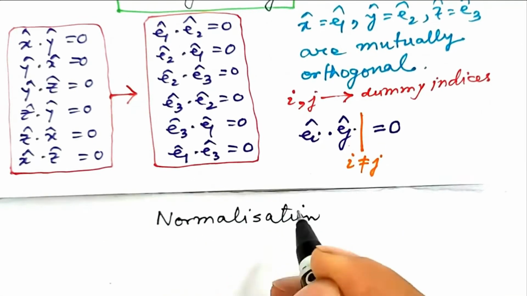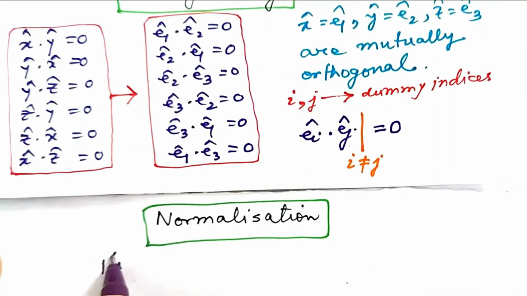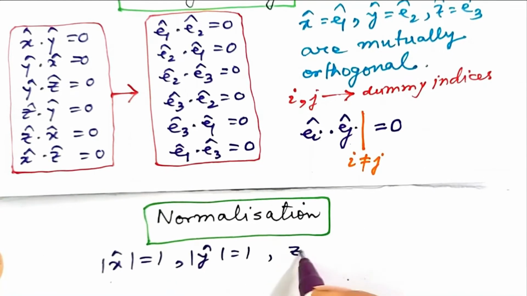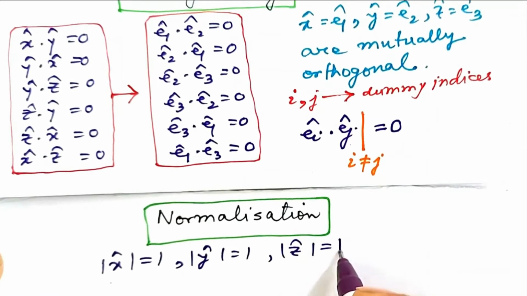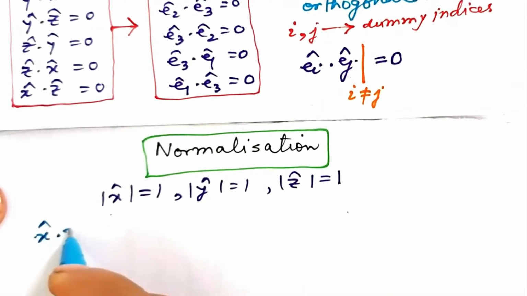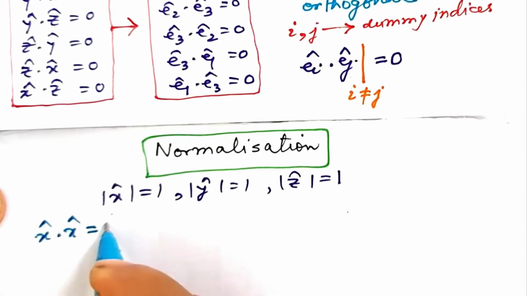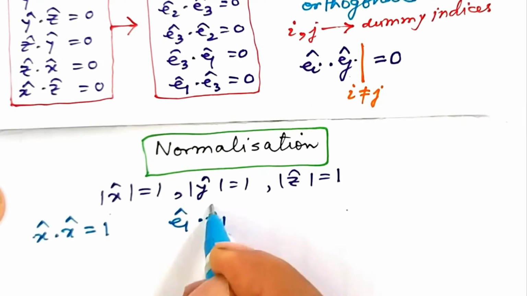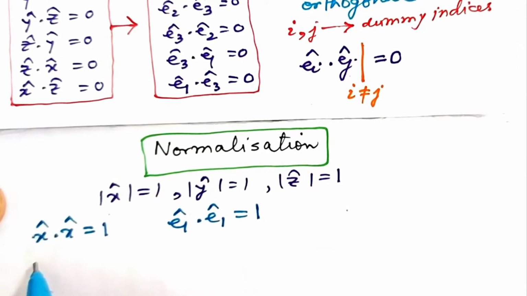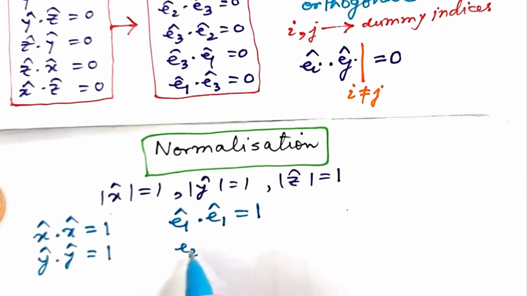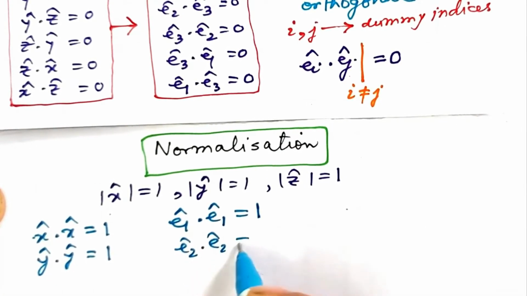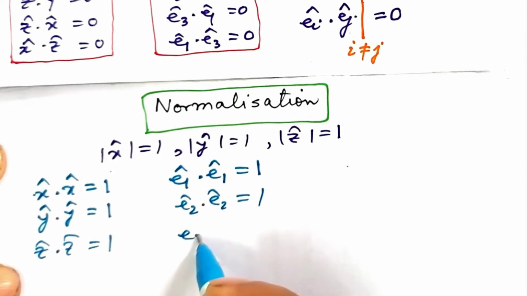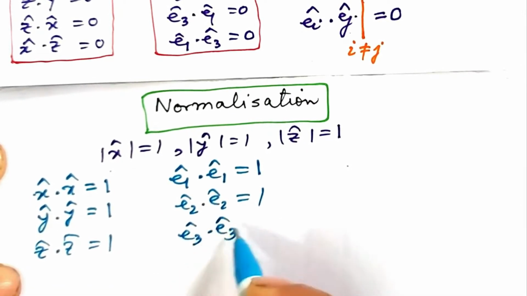Now we take up normalization, which is setting mod x cap equal to 1, mod y cap equal to 1, and mod z cap equal to 1. In other words, x cap dot x cap equal to 1, or equivalently e1 cap dot e1 cap is 1. Y cap dot y cap is 1, or equivalently e2 cap dot e2 cap is 1. Z cap dot z cap is 1, or equivalently e3 cap dot e3 cap is 1.